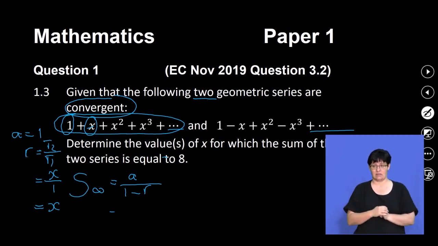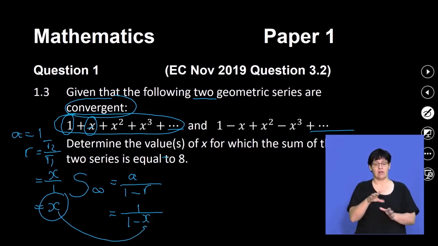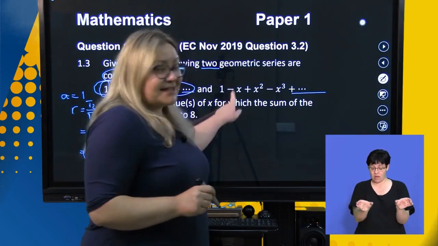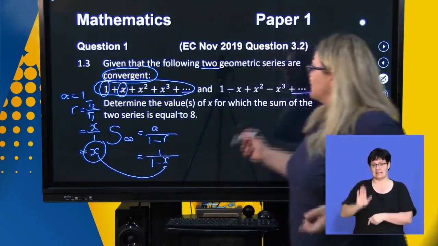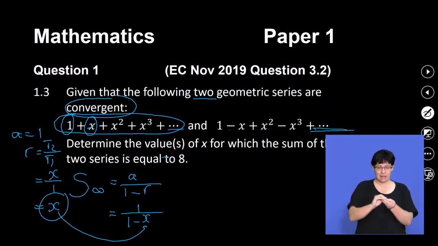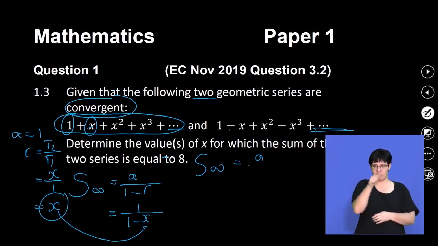So we can already substitute. a is equal to 1, and that is 1 over 1 minus, and for the ratio, we sub the x in. That is the sum to infinity of our first geometric series. We're now going to do the same thing with the second geometric series. Again, the sum to infinity of this series, we're going to use the same formula, a over 1 minus r.